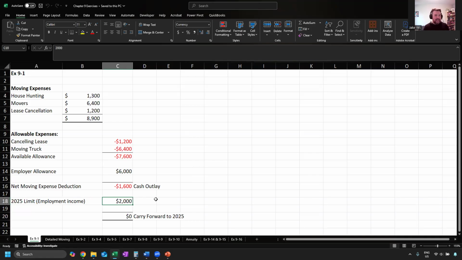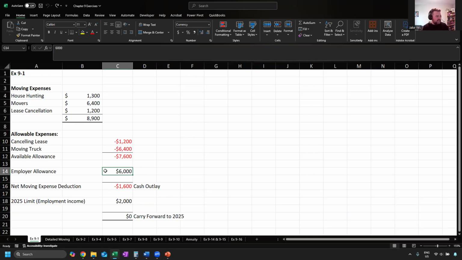I mentioned that our salary is $64,000, but only $2,000 related to the new location. So we're actually limited to claiming that $2,000. If the employer did not provide an allowance, our $7,600 outlay would apply against the 2,000, and 5,600 we would be able to carry forward to next year.